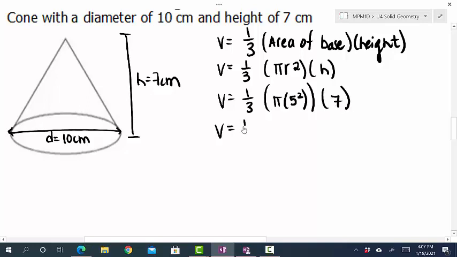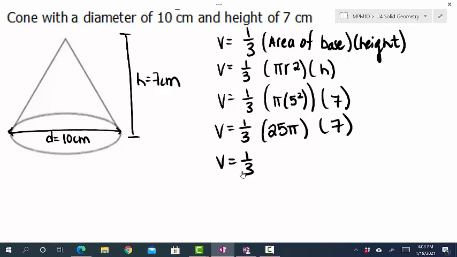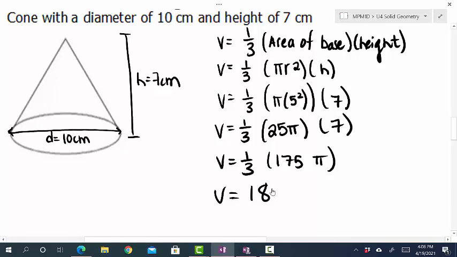Now let's simplify inside the brackets. 5 squared is 25, so we have 25 times pi, and then 25 pi times 7. I'm going to multiply the 25 times 7, and we get 175 pi. Now let's do 175 times pi divided by 3. So we get a volume, rounded to 2 decimals, of 183.26 centimeters cubed.